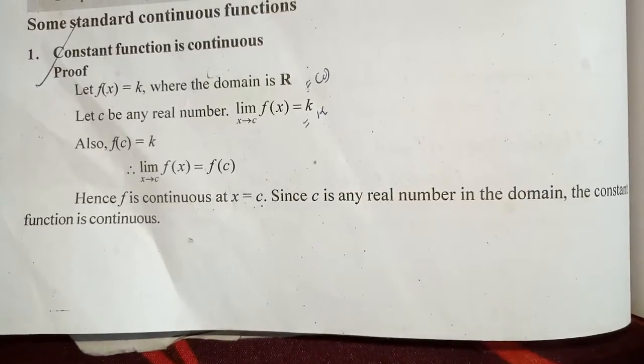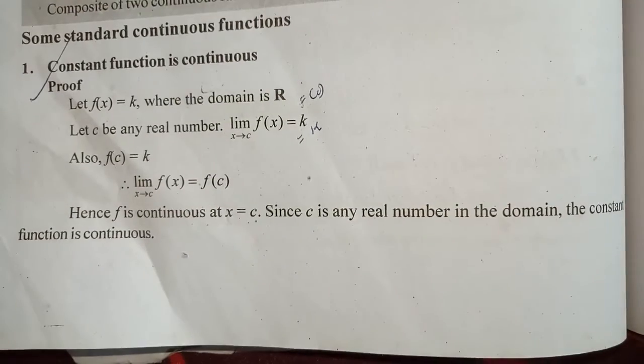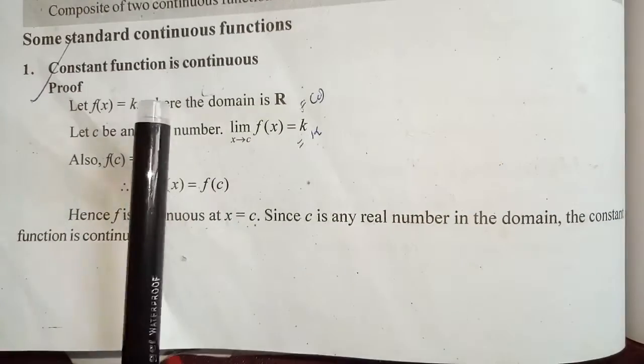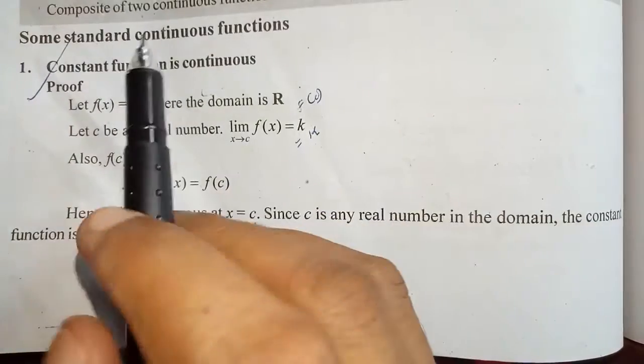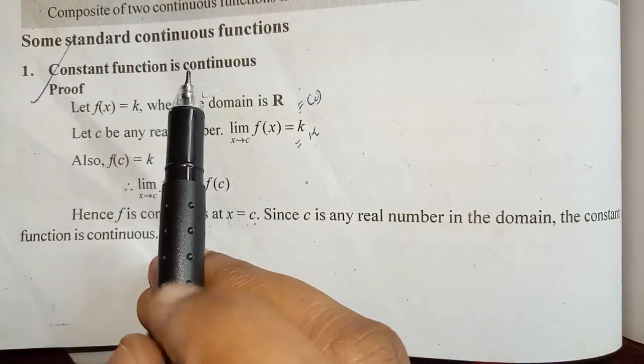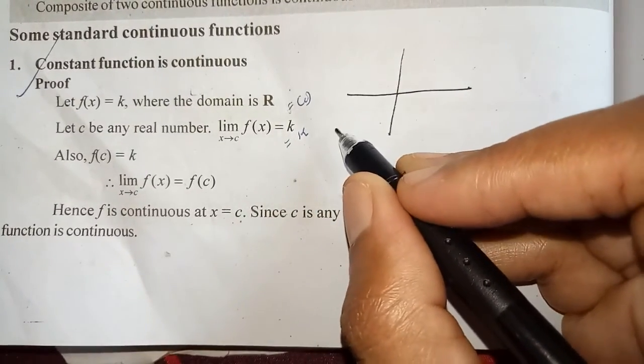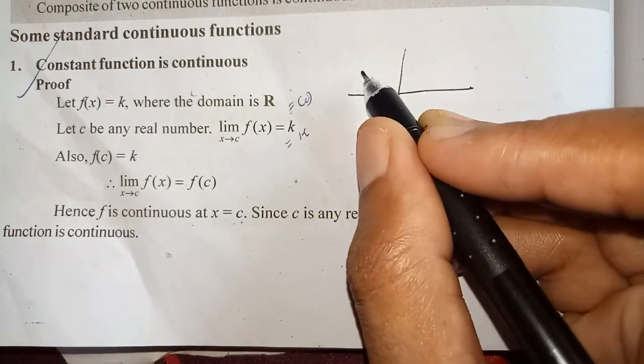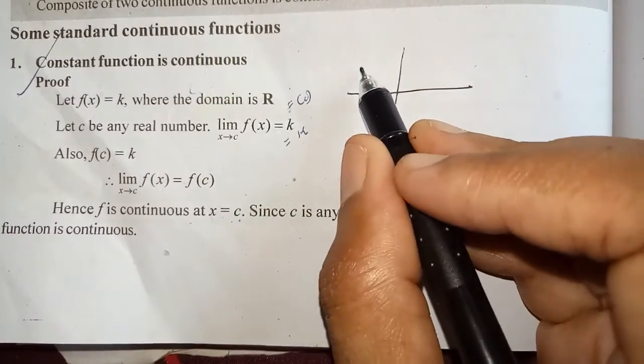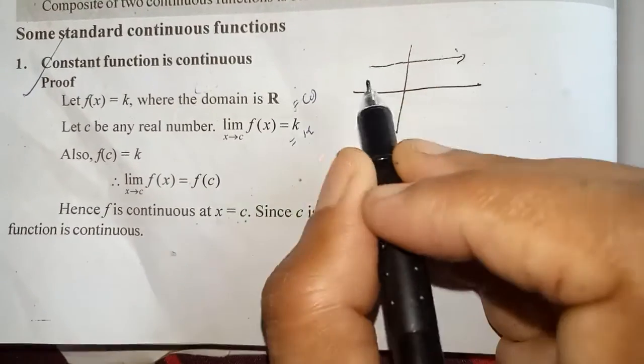Children, let us study some standard continuous functions. This is your NCERT textbook. For quick revision, I have done this. The constant function is continuous. You know the graph of a constant function, children. How is the graph of a constant function? Suppose y equal to 3. So how is it?